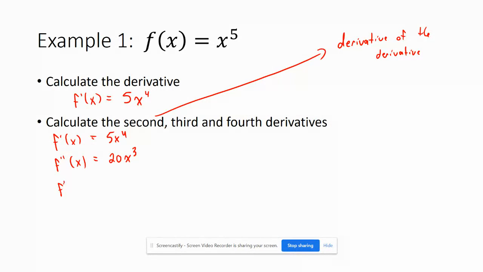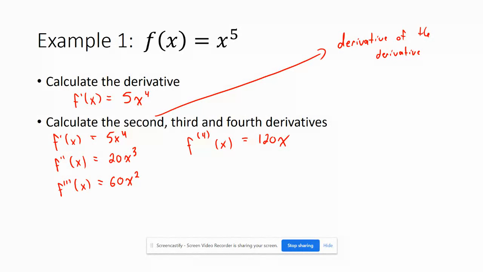Now the third derivative is the derivative of this, which equals 60x squared. Now the fourth derivative, you will see notation like this sometimes. First, second, third derivatives are often written with ticks, and the fourth derivative might be written with four ticks, but you're not going to have to write all these ticks over and over again. So we just write f to the fourth of x. It's the derivative of this, which would be 120x.